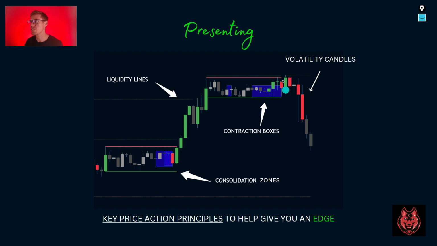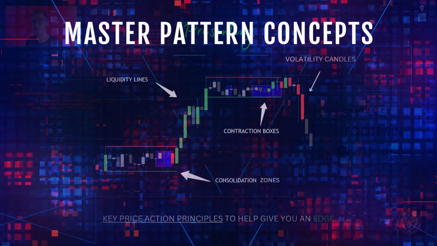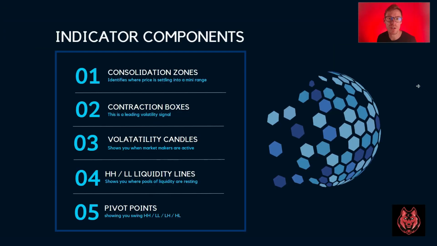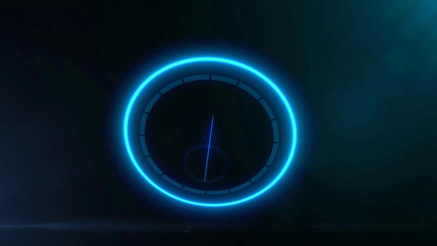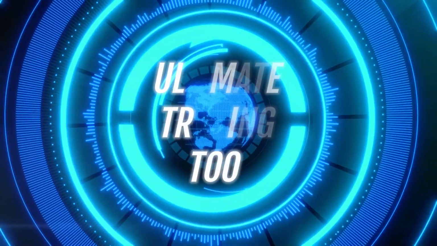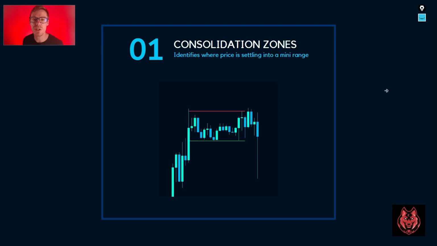These contraction boxes are based on the master pattern concepts. It shows us the footprints of the smart money. Our indicator components are comprised of these consolidation zones, contraction boxes or the smart money boxes, these volatility candles, liquidity lines, and pivot points. When you add all of these together, it gives you the ultimate trading tool that you will ever use. Number one, consolidation zones.